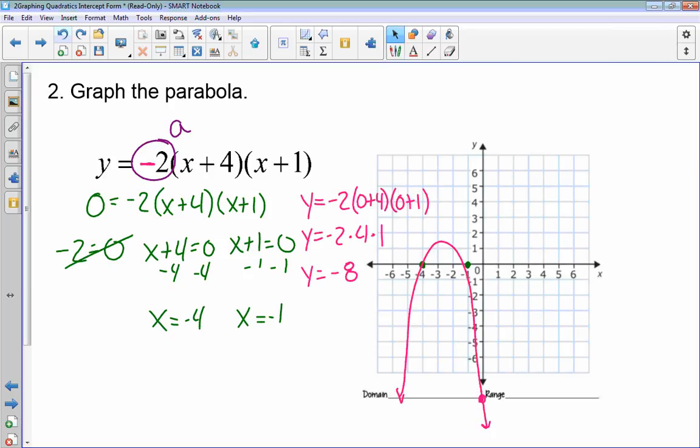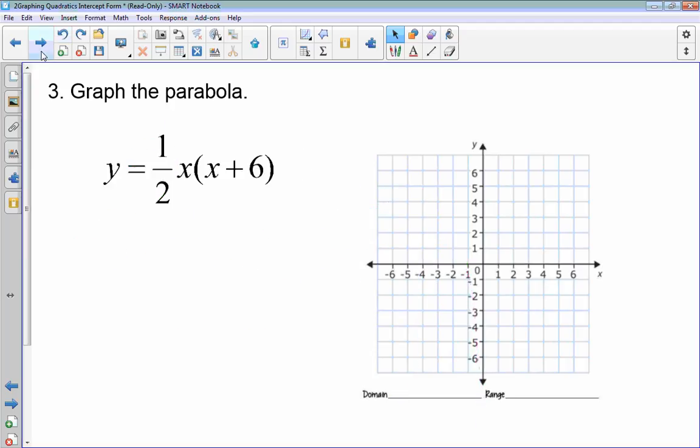Okay, so remember that the vertex can be outside of your x-intercepts. The important thing is that your u is always perfectly symmetrical. All right, so if you think you know what you're doing, go ahead and pause the video and give this problem a shot.